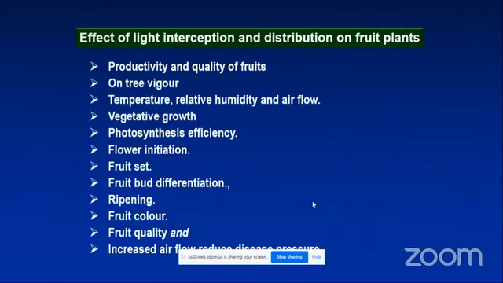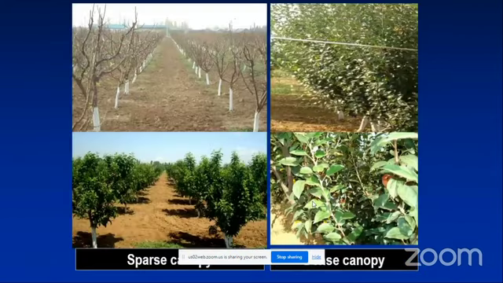And the effect of light interception and distribution on fruit plants: it affects productivity and quality of the fruit, tree vigor, temperature, relative humidity and airflow, vegetative growth, photosynthesis efficiency, fruit quality, and airflow. This is a close picture of that, with close spacing.